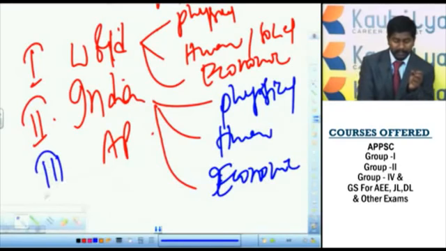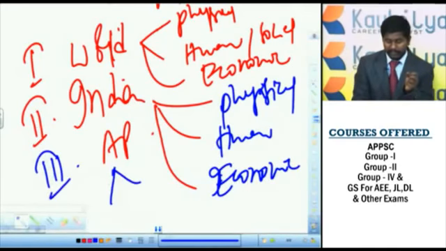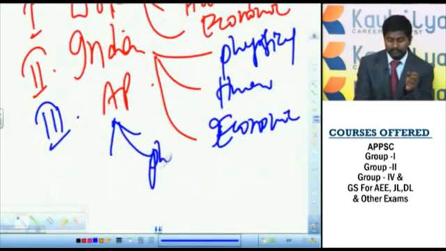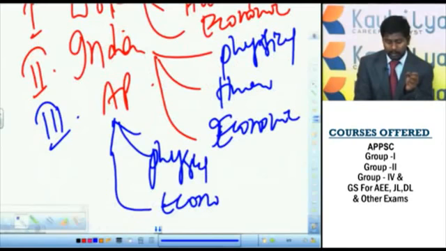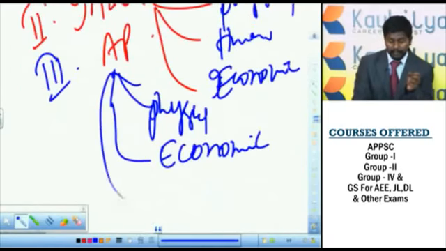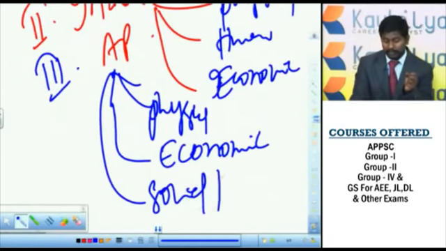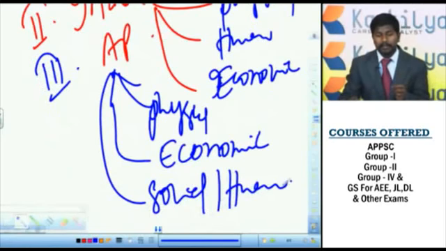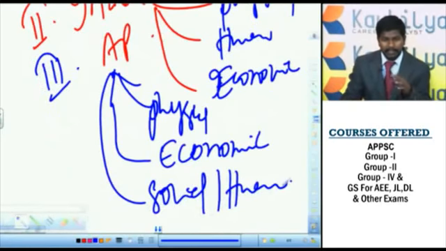Similarly in AP geography there will be AP physical geography, AP social or human geography, and AP economic geography. So in that way, in Indian geography there are 3 components, in world geography 3 components and in AP geography 3 components. So these are all the important sections, topics or chapters of the geography syllabus.